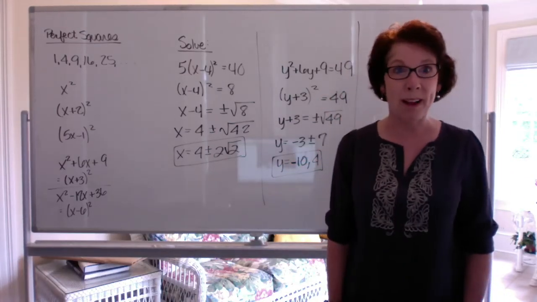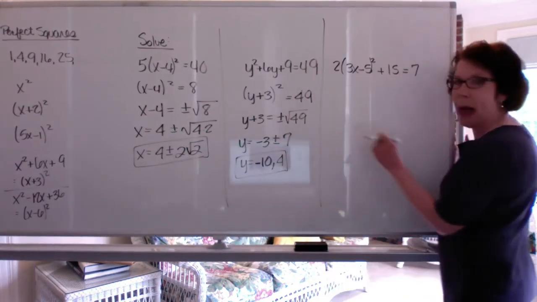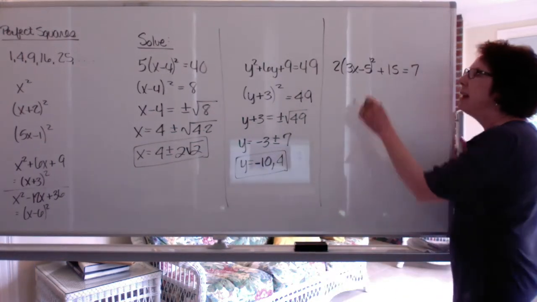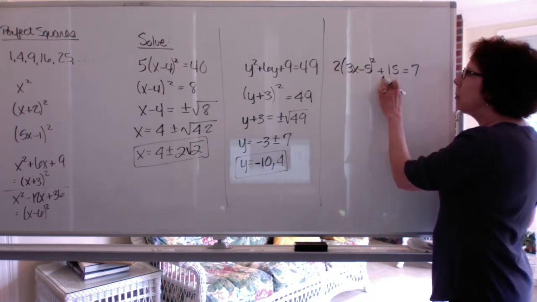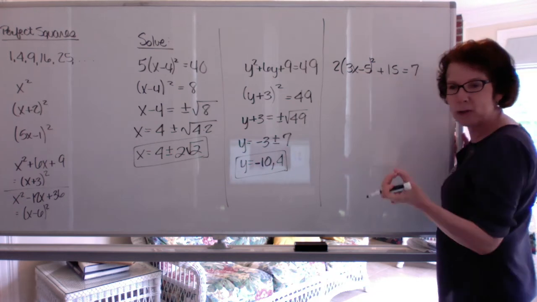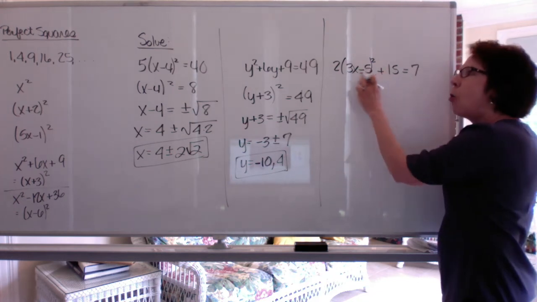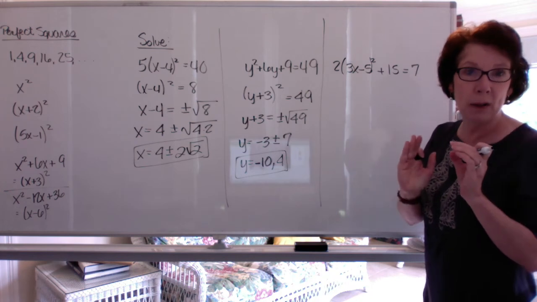Okay, one more to go. Let's go to this last one over here. Now, how would you solve this? If this were just 2x squared plus 15 plus 7, you would isolate your x squared term first. Your variable term is going to be isolated. This whole binomial, you're going to isolate. You're going to isolate the whole binomial squared.